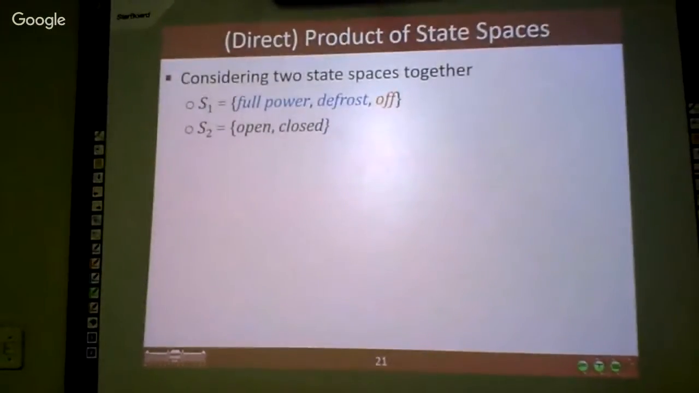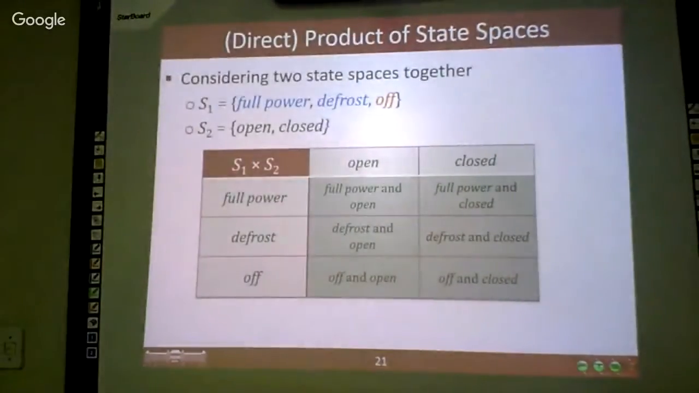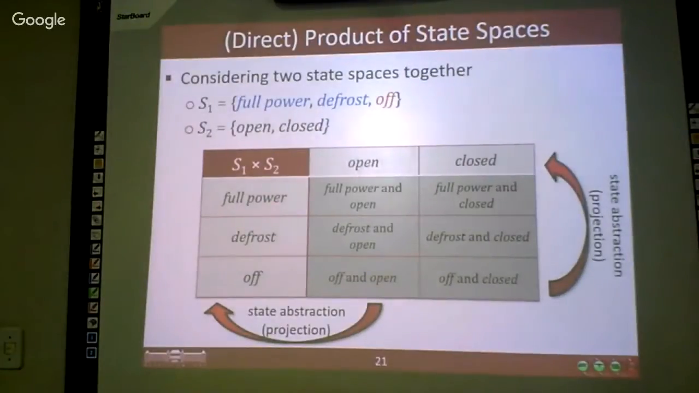And if we consider the two state spaces together, the power and the door, then we can combine them together. We can create a table from that. This is for the power and this is for the doors. And we can say that the system can be in a full power and open, defrost and open, off and open, off and closed, defrost and closed, or full power and closed state. So this is actually the product of the two state spaces.